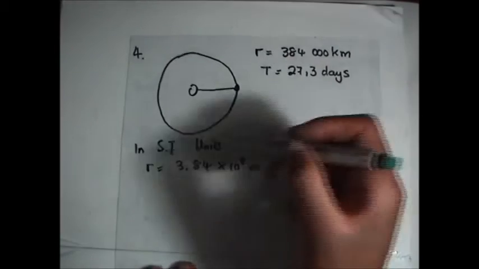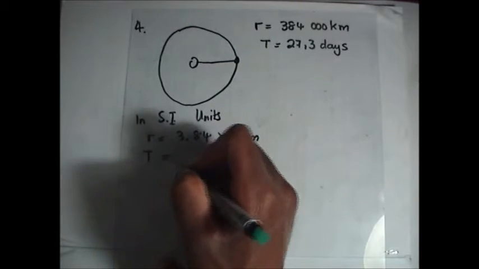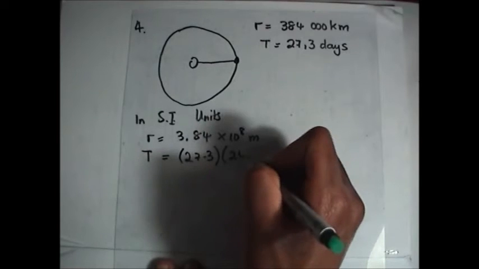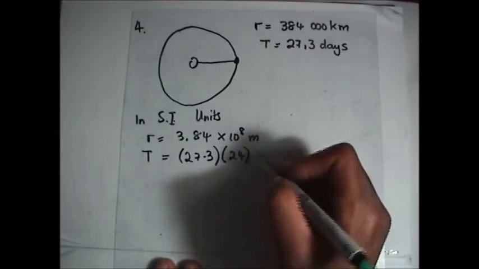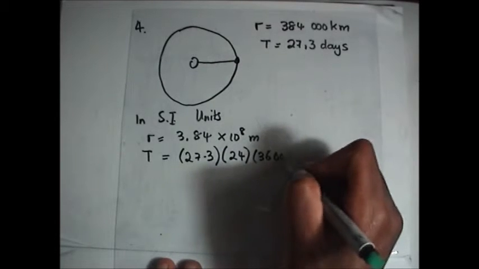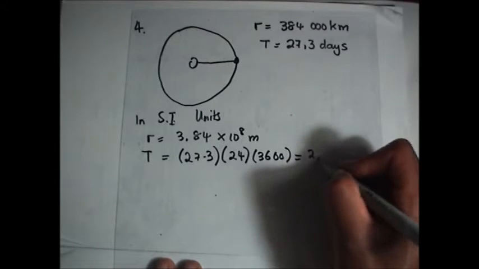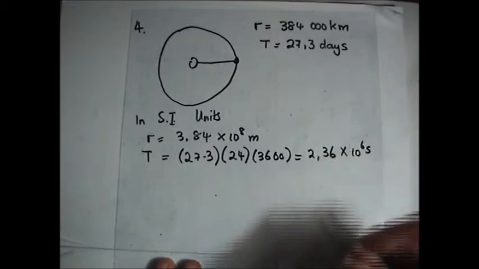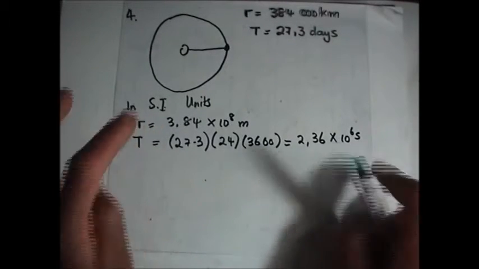So by 1,000 you get your meters. So in SI units, our radius is this, and our period will be equal to 27.3 days times 24 to get the number of hours, times 3,600, because per every hour there are 3,600 seconds. Here you get 2.36 times 10 to the power of 6 seconds. So these are now in SI units, our radius and our period.